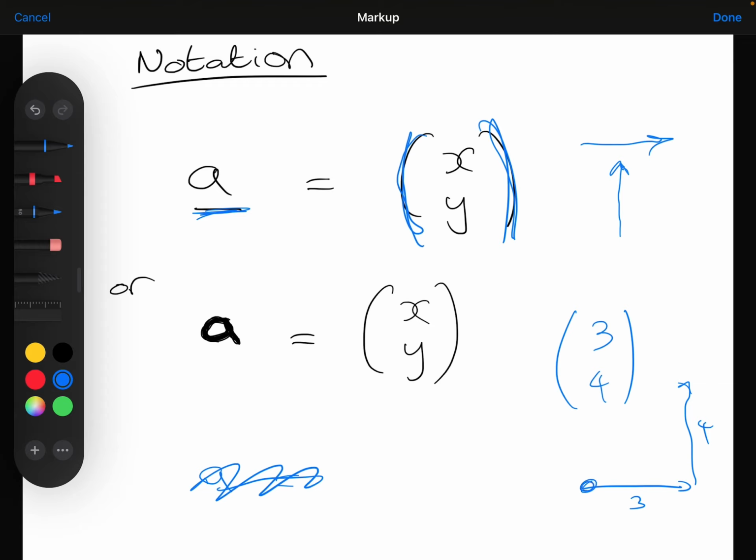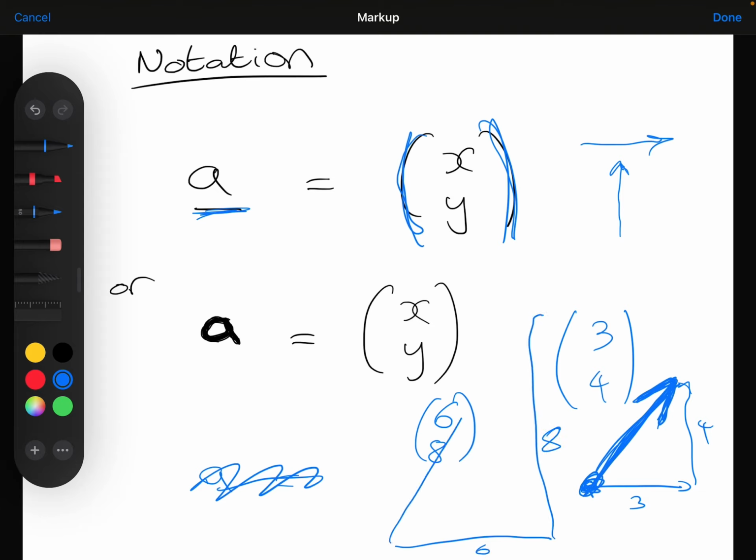So overall, what I'm doing is this. I'm moving from here to here. That has a size and it has a direction. If I were to do the vector (6, 8), that would be across 6 and up 8. It would actually be in the same direction as the (3, 4), but twice as far.